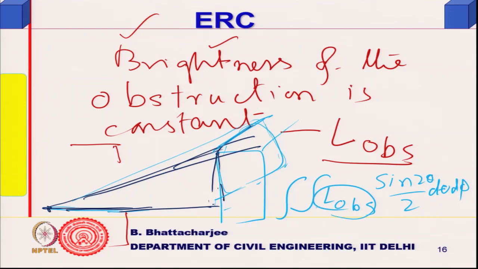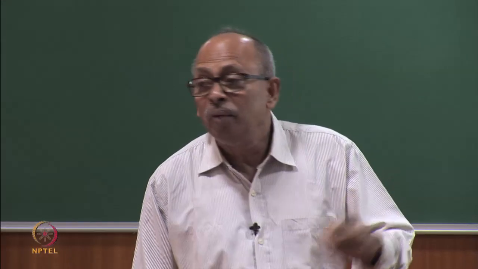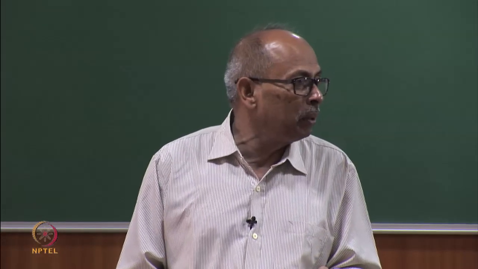Now you see, LOBS is constant, so I can take it out. So this will be what? If I integrate from appropriate limits, phi 1 to phi 2 and theta 1 to theta 2, this gives me simply ERC, illumination due to ERC, isn't it? Because integrated from theta 1 to theta 2, phi 1 to phi 2, this will give me the illumination due to the externally reflected component, right.